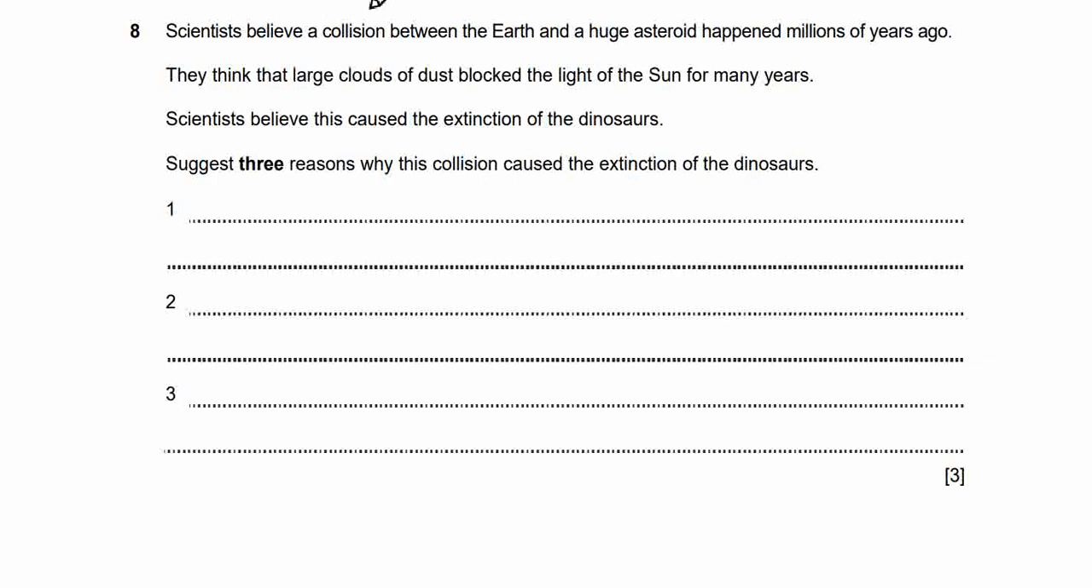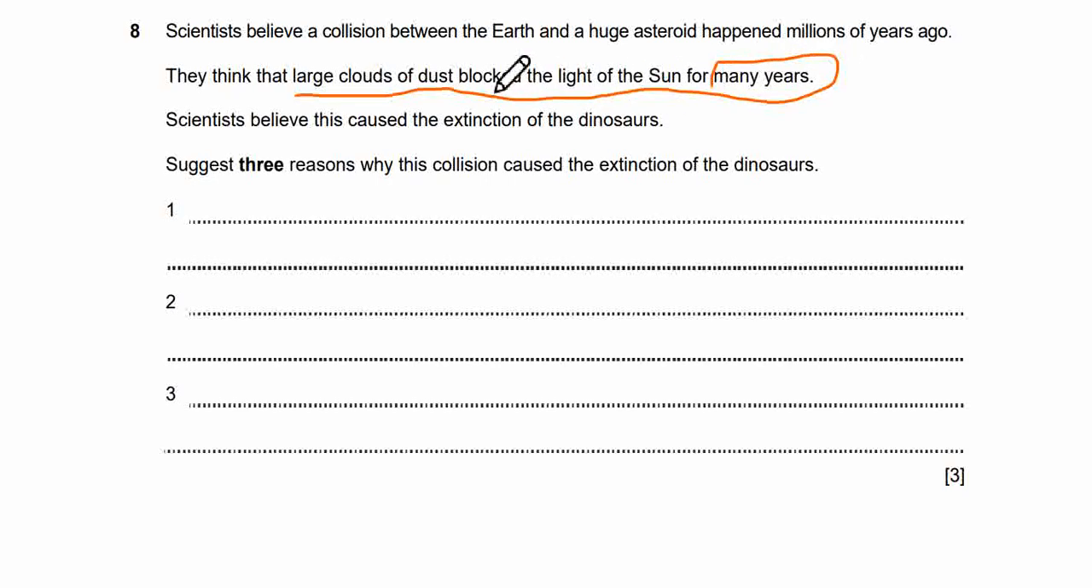Scientists believe a collision between the Earth and a huge asteroid happened million years ago. They think that a large cloud of dust blocked the light of the sun for many years. Scientists believe that this caused the extinction of the dinosaurs. There are 3 reasons why this collision caused the extinction of the dinosaurs. So the statement is clear: a large cloud of dust blocked the light of the sun for many years. So what happened if there was no light of the sun for many years?